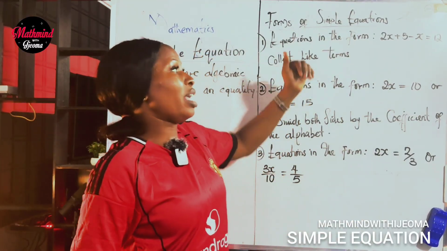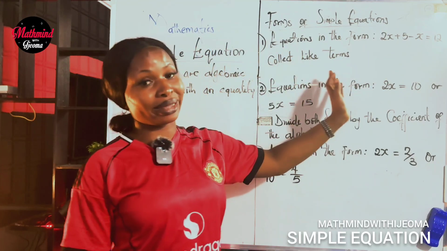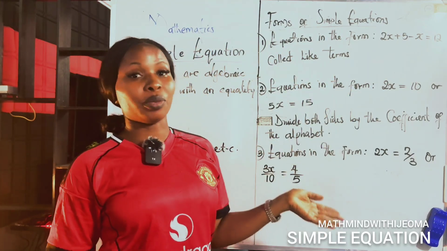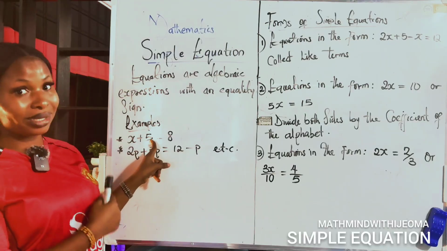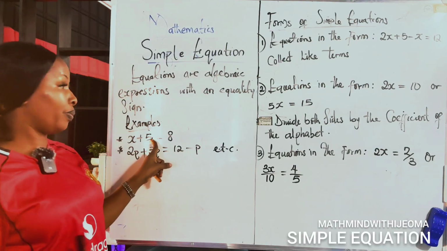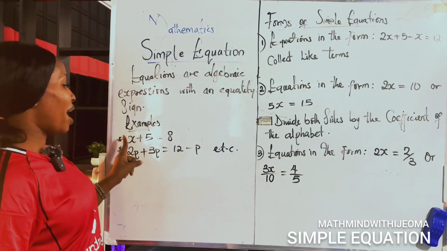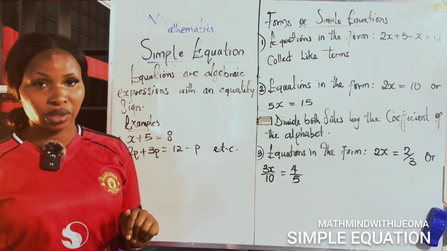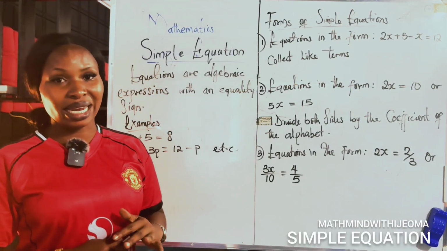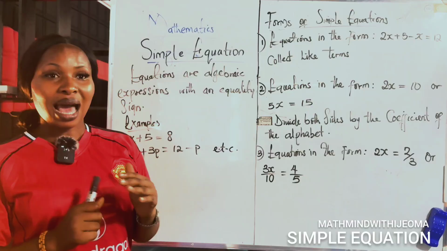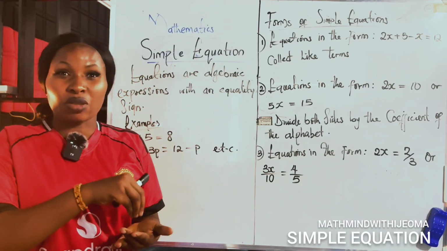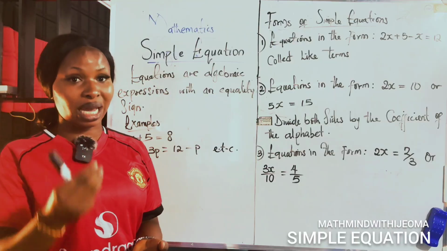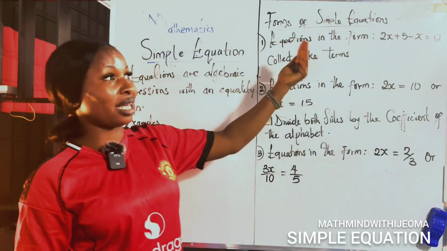So, now when you have such a thing, you collect like terms. It can be in different forms. You can even have something like this. In this case, you collect like terms also. Now, why are you collecting like terms? As I said earlier, terms are parts of an expression that can stand on their own. Like I gave different examples.